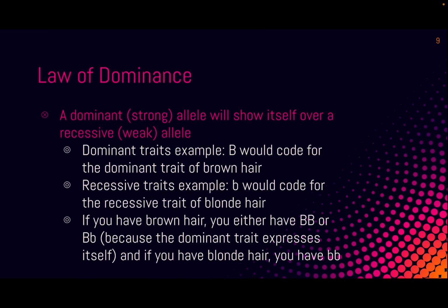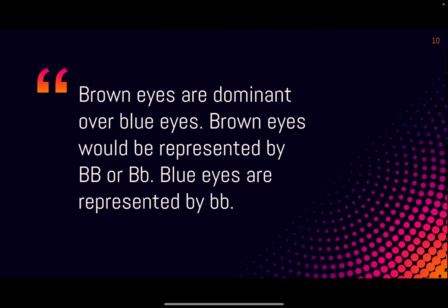Heterozygous children, so big B, little b, of different traits can often, that's why you might see two brown haired parents have a blonde haired child, because they both have that recessive trait. Another example would be that brown eyes are dominant over blue eyes. Brown eyes can be represented by big B, big B, or big B, little b, but blue eyes would be represented by little b, little b. So again, those big letters are dominant. So if you have one of those dominant traits, you're going to show the dominant trait.